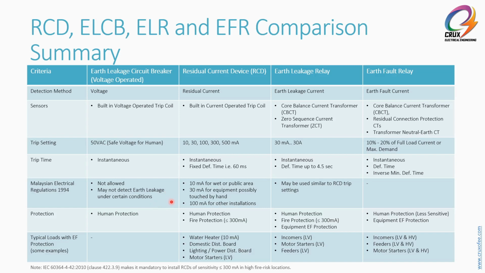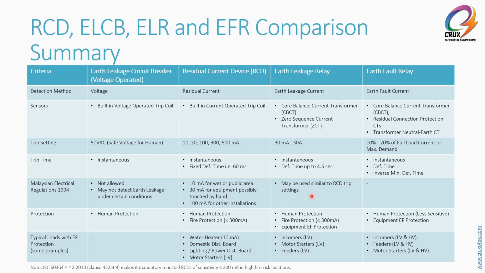For the RCD, the regulations mention some maximum settings. For example, 10 milliamps for wet or public areas. If you're using this for a water heater at home, you must have a 10 milliamp residual current device. Then electrical equipment with metal parts which possibly can be touched by hand must be protected by 30 milliamps. Anything other than that is 100 milliamps.